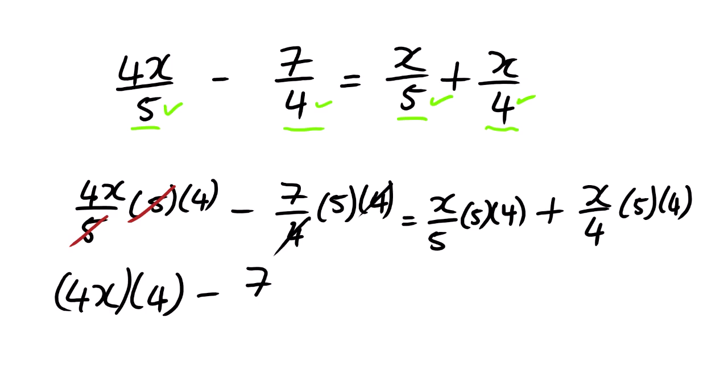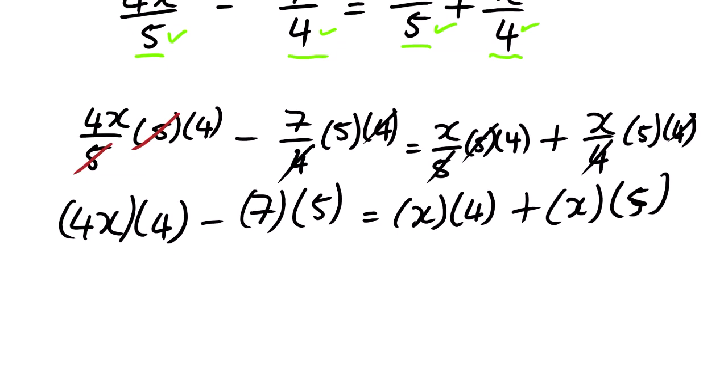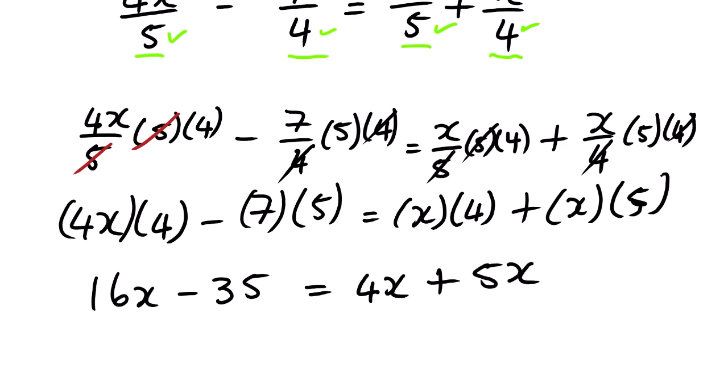4 will get rid of this, and then we are left with this, equals to, this will get rid of this, and then we are left with x and 4, plus this will get rid of this, we are left with x and 5. We can quickly simplify from here. 4x multiplied by 4 is 16x. Negative 7 multiplied by 5 is negative 35. It's equals to x multiplied by 4 is 4x, and then x multiplied by 5 is 5x.